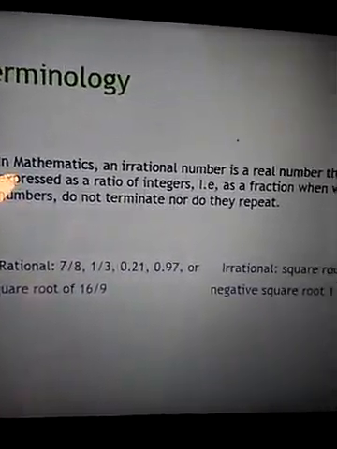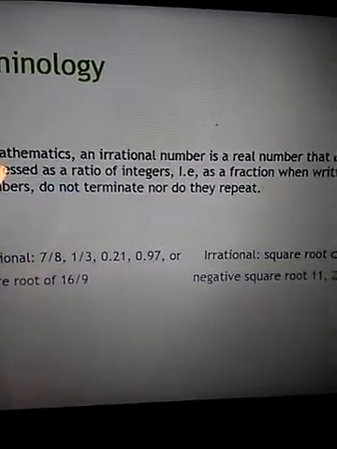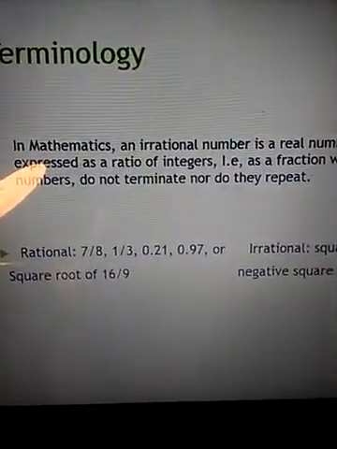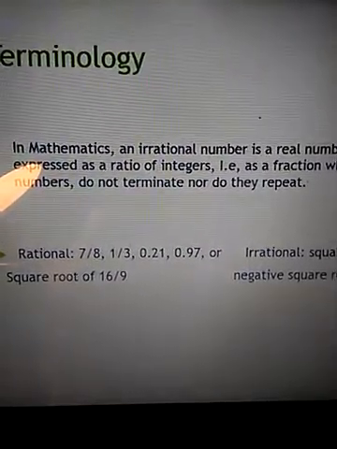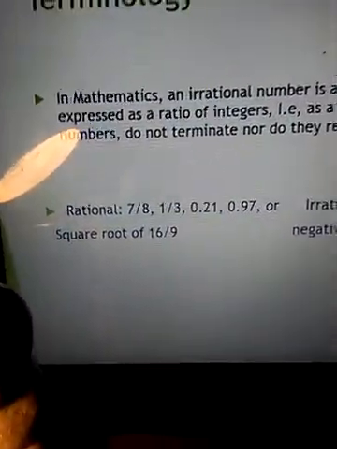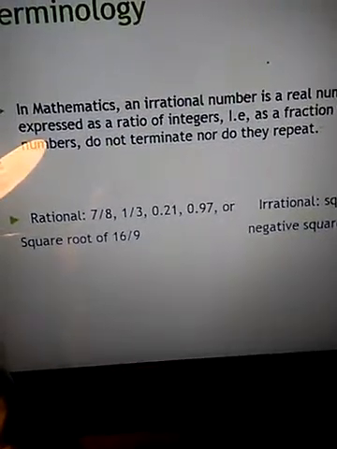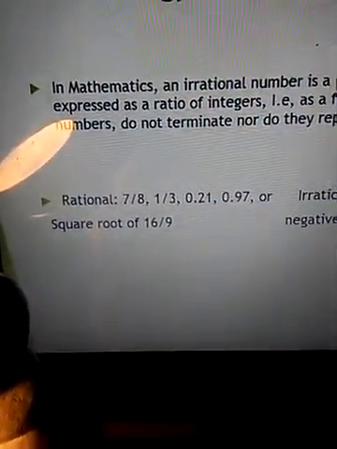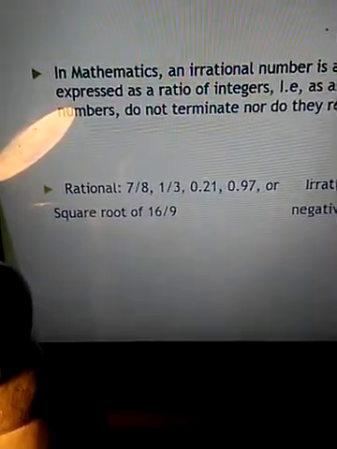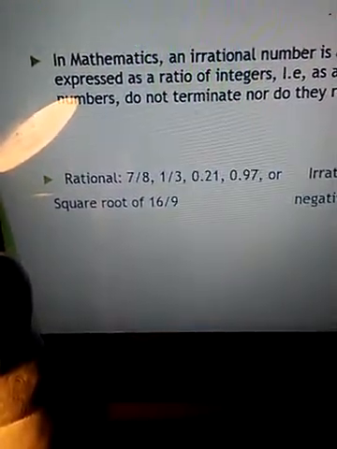Terminology. In mathematics, an irrational number is a real number that cannot be expressed as a ratio of integers, i.e. as a fraction, when written as a decimal, the digits do not terminate nor do they repeat. So examples of rational numbers would be 7 over 8, 1 over 3, 0.21, 0.97, or the square root of 16 over 9, because the square root of 16 is 4, and the square root of 9 is 3.